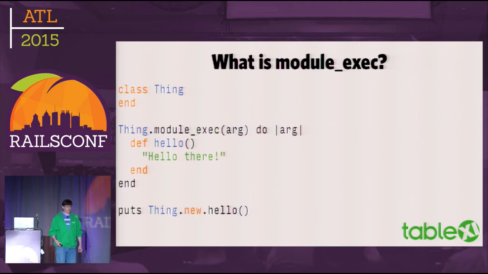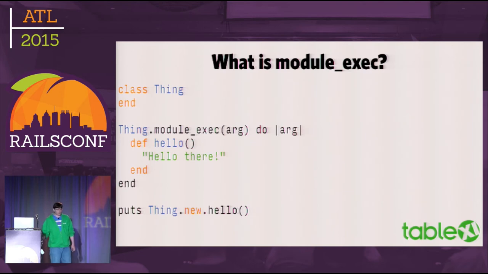So in this case, I am defining a method, and I'm effectively reopening the thing class and defining the method inside that, so that once that module exec call is done, I can create a new thing and call that hello method on it, and that will work.